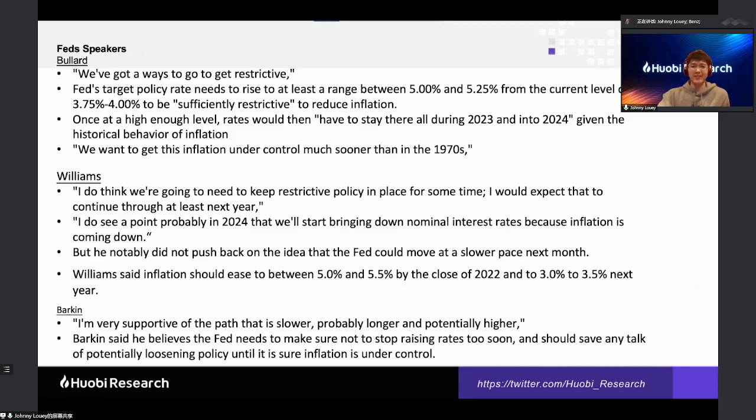He mentioned that the Fed's target policy rate must be at least within the range of 5 to 5.25% to be sufficiently restrictive. So 5 to 5.25 is the minimum he's looking at, and it can even go higher. We can touch on market expectations later, but right now the market is looking at around 5 to 5.25 as well, which is in line with what he's saying.